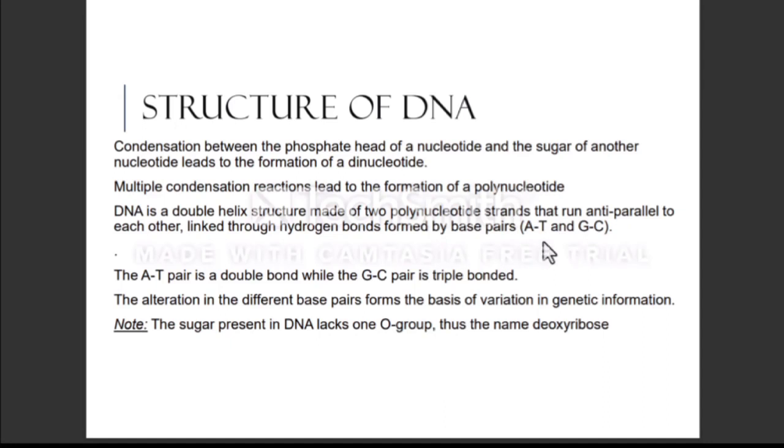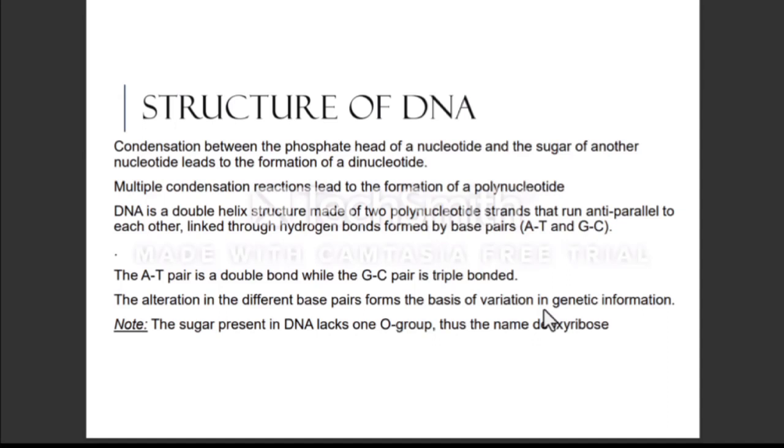Everywhere where you see a base pair, two bases that pair together, adenine will always be paired to thymine, and guanine will be paired to cytosine. So the AT pair has two hydrogen bonds, while the GC pair has three hydrogen bonds. It is not written here, but you should know that we are talking of hydrogen bonds and not the double bond which you normally know from your A-level chemistry. So the alteration in the different base pairs forms the basis of variation in genetic information.